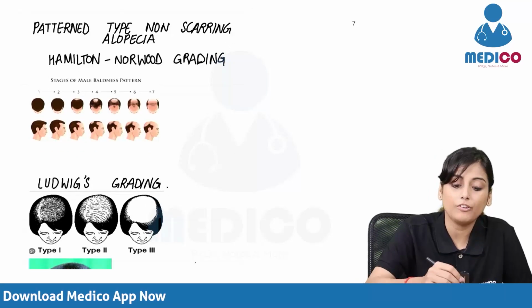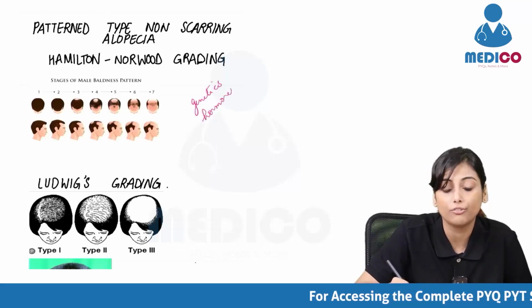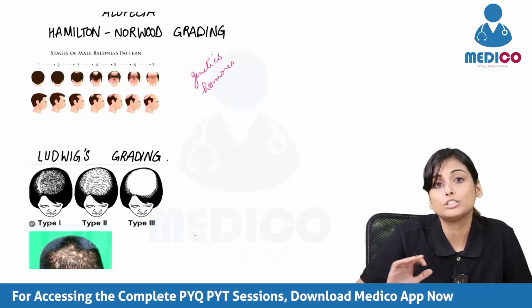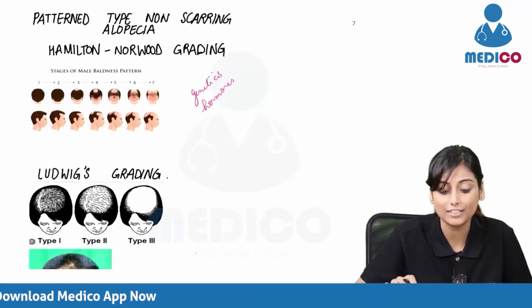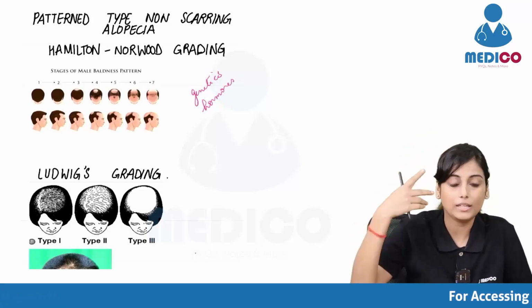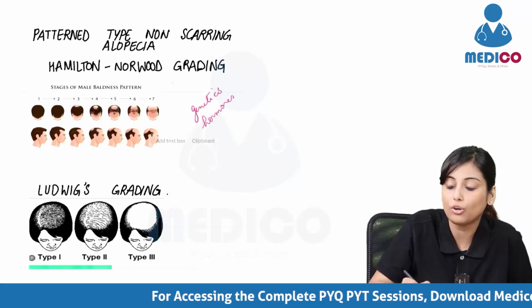So in male and female pattern hair loss, what happens is mainly because of your genetics and because of the hormones, your hair is falling off. But the best thing is that it falls in a pattern. Best thing I'm saying because it's easier for us to diagnose in that case. Because what happens in males is, from the front part and from the top part, there will be hair fall. We can grade it according to Hamilton Norwood grading.